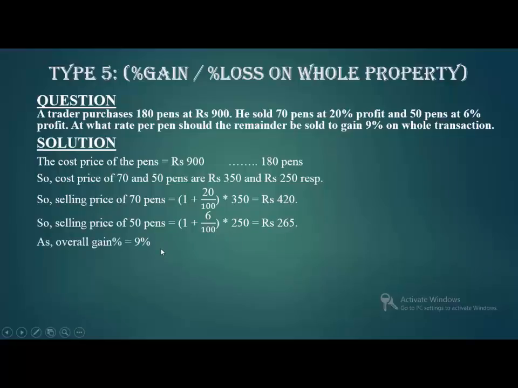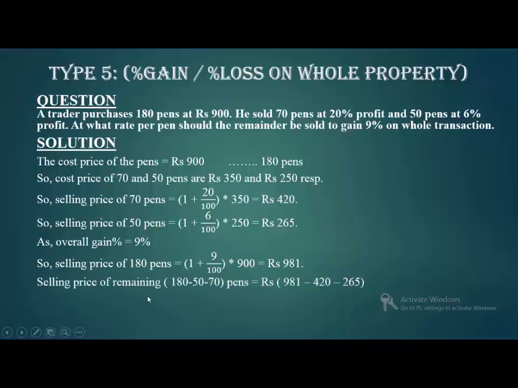Now, the overall gain on the whole transaction is given as 9%. The whole transaction means the transaction of total 180 pens. So the selling price of 180 pens will be 900 plus 9% of 900, where 900 is the cost price and 9% is the overall gain, which will come out as 981, which is the selling price of the whole transaction, that is 180 pens.